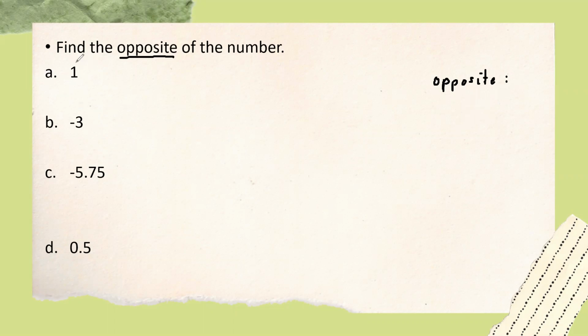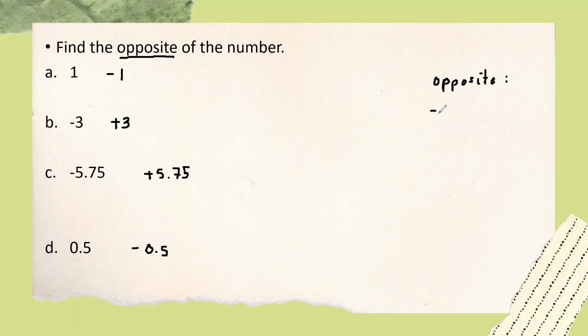For A, the opposite of 1 is going to be -1. For B, the opposite of -3 is going to be +3. For C, the opposite of -5.75 is going to be +5.75. And for D, the opposite of 0.5 is going to be -0.5. So these are opposites because they are two numbers.